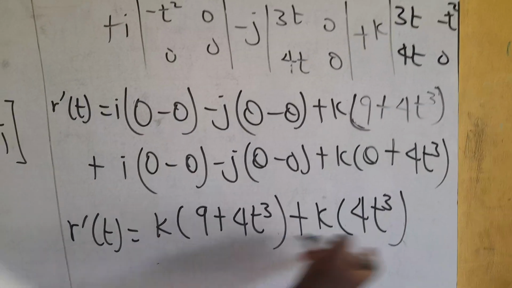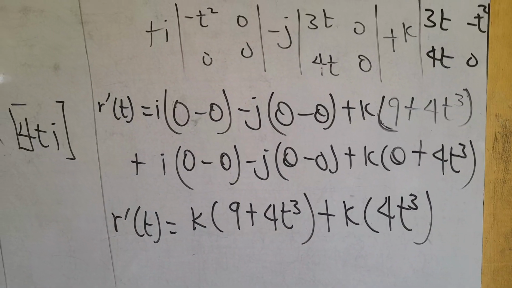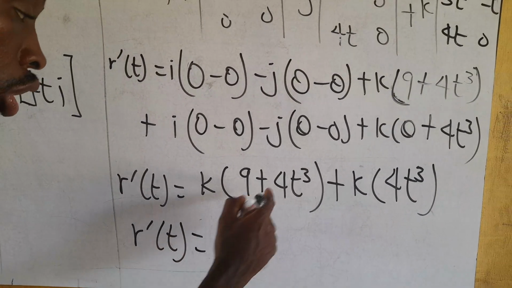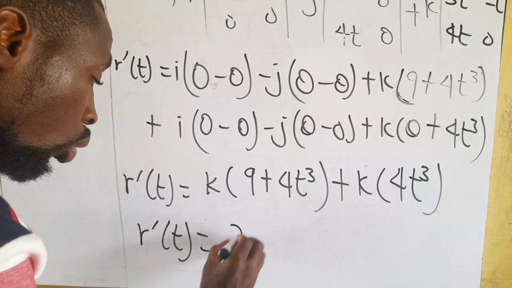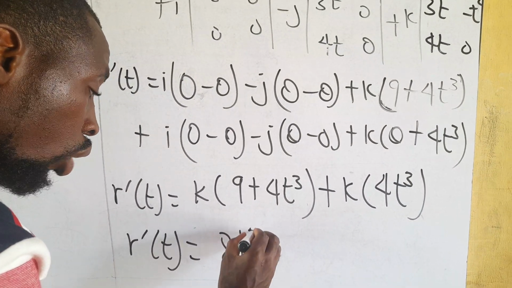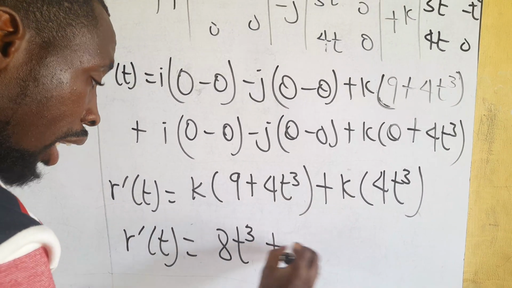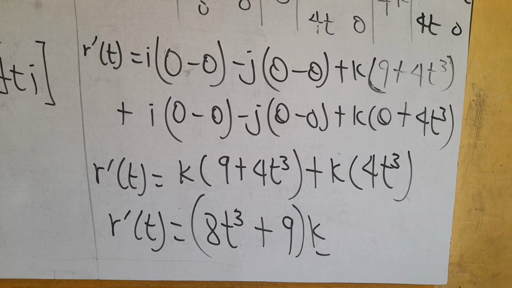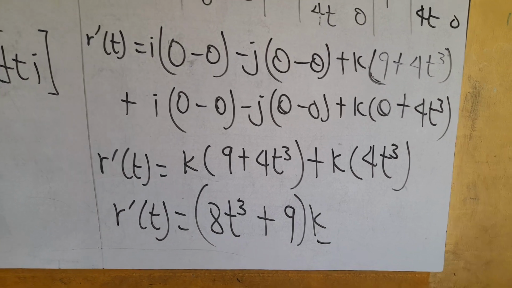So since both are having the k component, we'll add the like terms. So we can say our r prime of t is equal to 4t cubed plus 4t cubed will give us 8t cubed, then plus 9, all that in the k direction. Then this becomes the derivative of r of t.